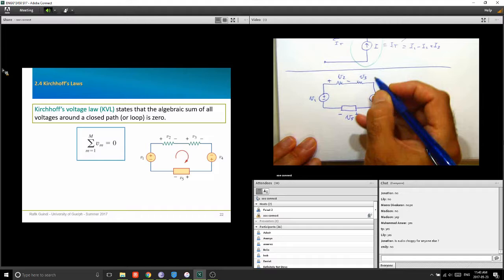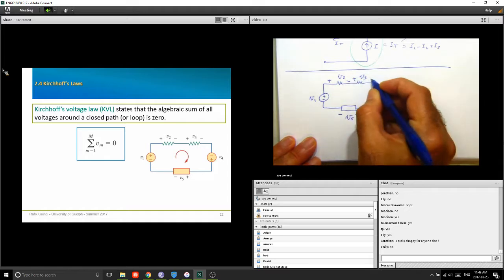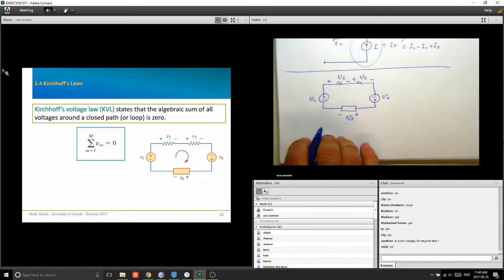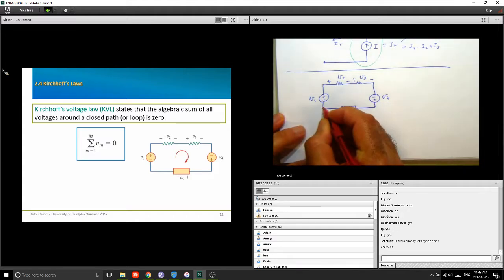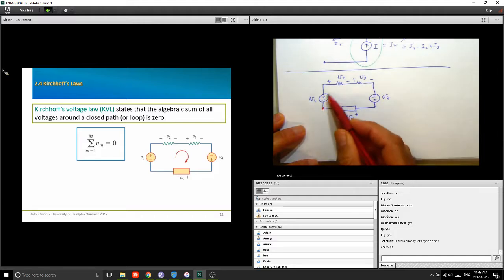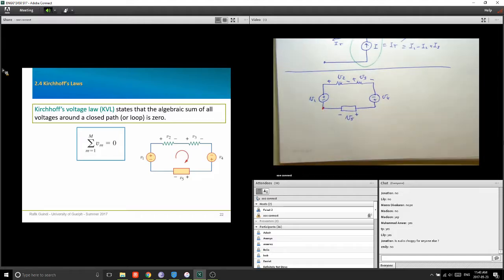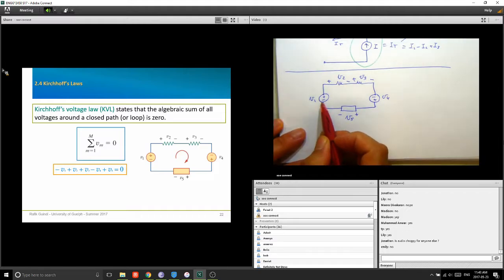Plus minus, plus minus V5. Now, that loop. Okay, it's a closed loop here. And I'm going to go around that, okay, from any point, doesn't matter. The idea is you go around a loop, you start from a point, you have to end up at the same point.